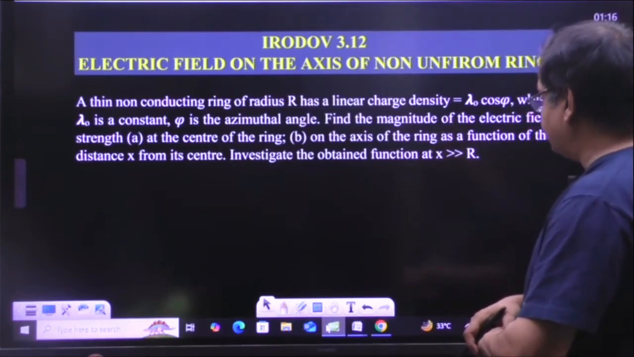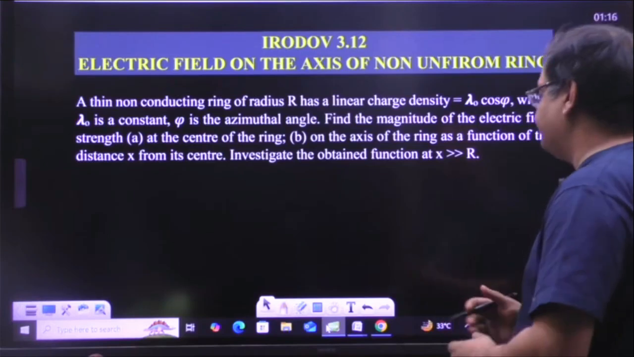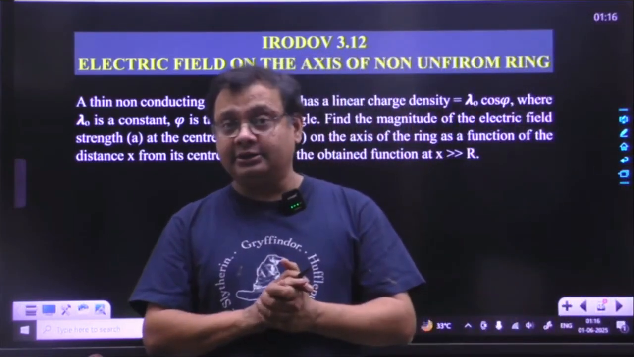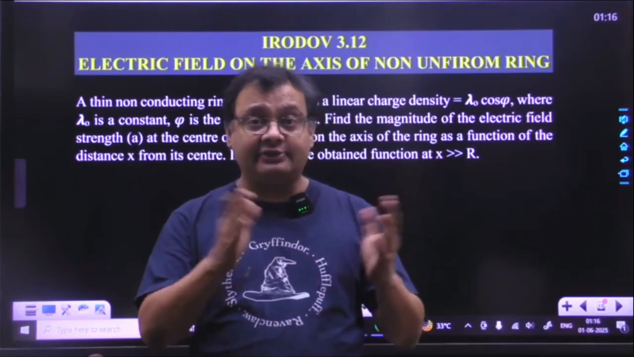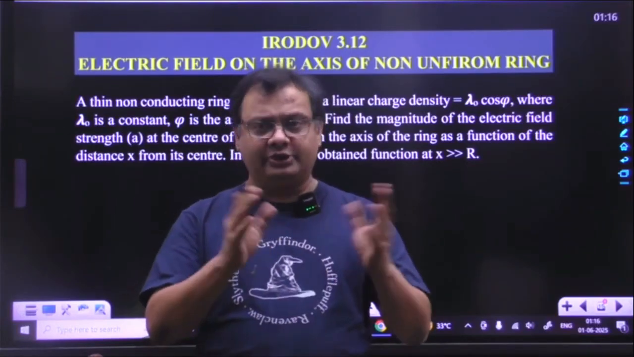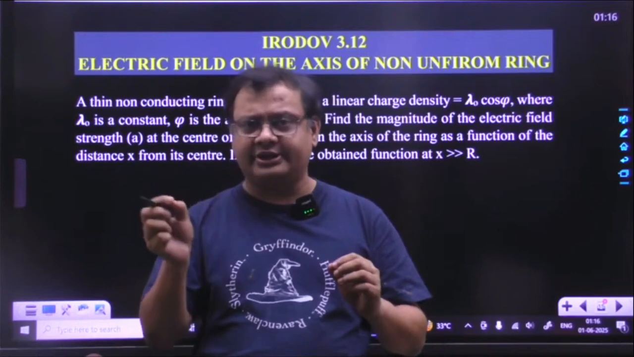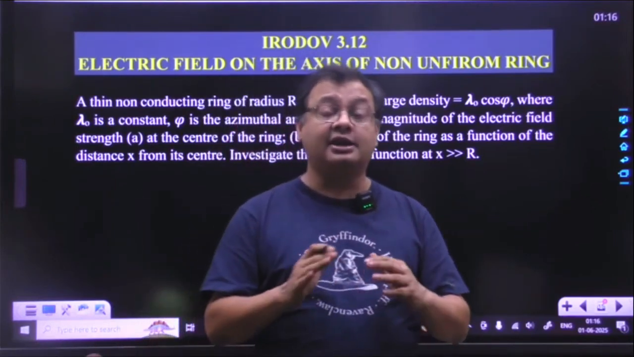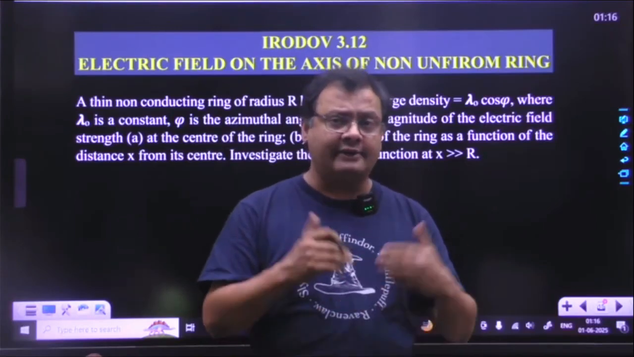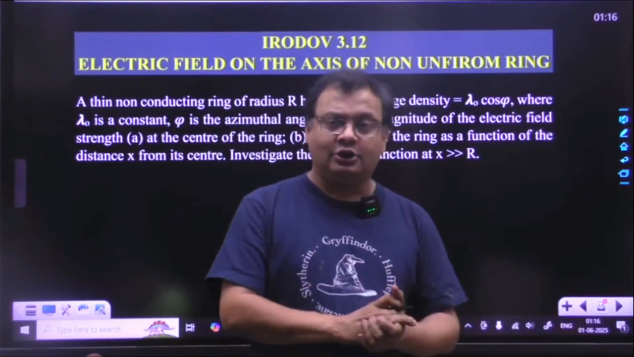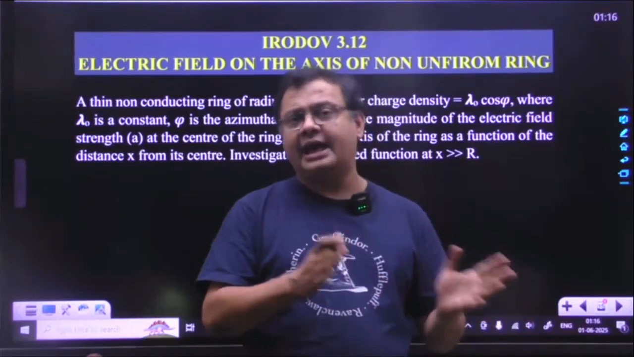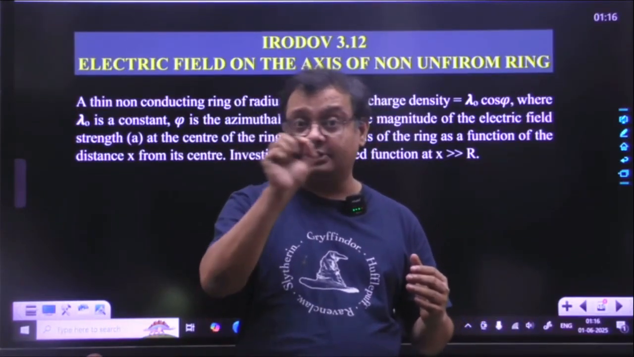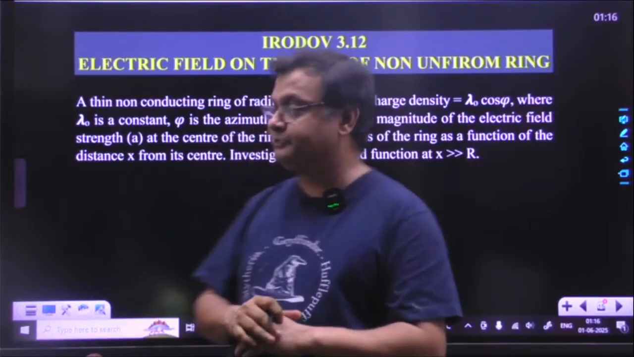Investigate the obtained function at x much greater than r. So basically in the present problem, we have a ring, and on the ring, the linear charge density lambda varies with the azimuthal angle. We know azimuthal angle is a property of a point on the ring. So if lambda is varying with azimuthal angle, it means lambda has a continuous variation on the ring, so we have to apply the concept of calculus. Already we have seen in the fundamental lecture what the azimuthal angle is and how we can take the element dq on the ring when lambda is a function of azimuthal angle phi.